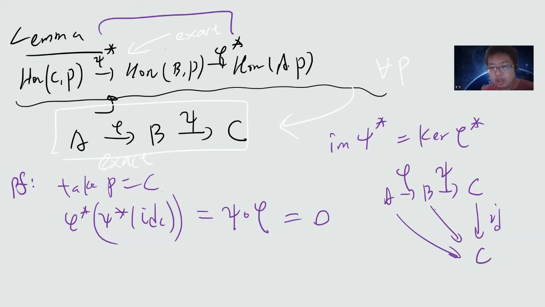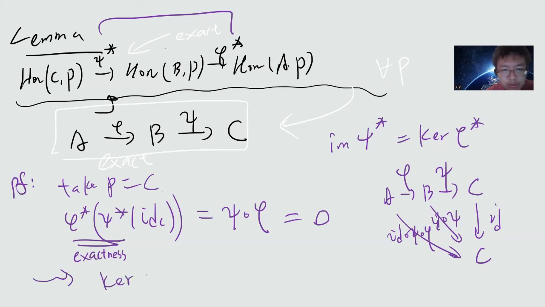Okay. Because this map is just first go psi and identity, and then this map I go to identity, go psi and go phi. So this guy is 0 due to this exactness. So due to exactness, this gives me that the kernel of psi will cover the image of phi.